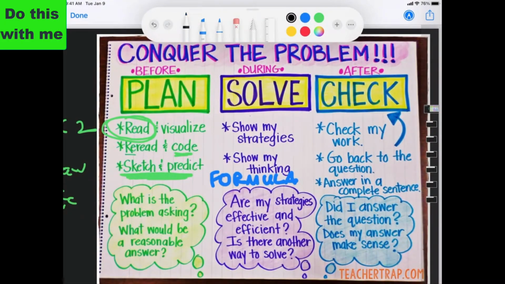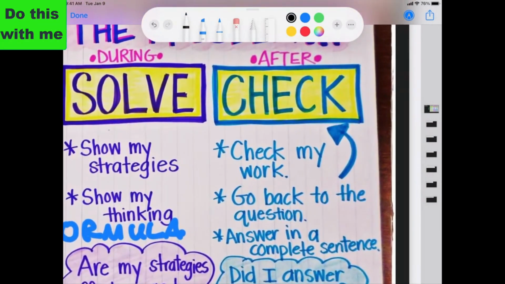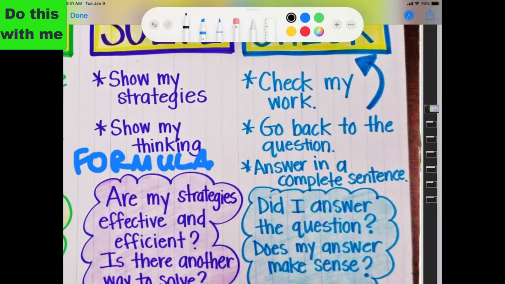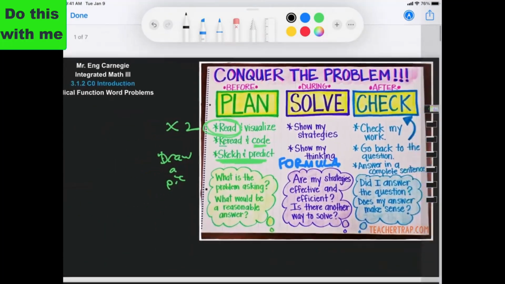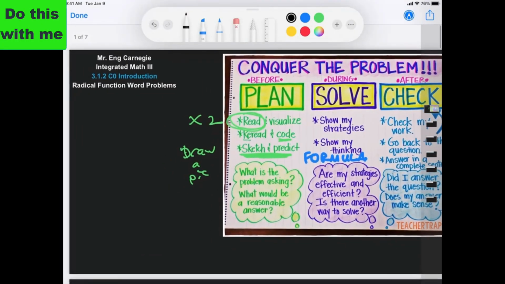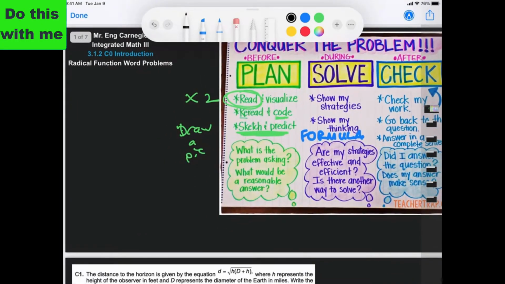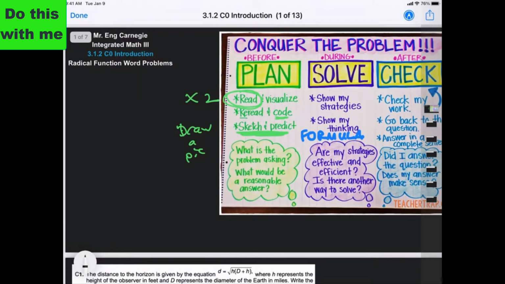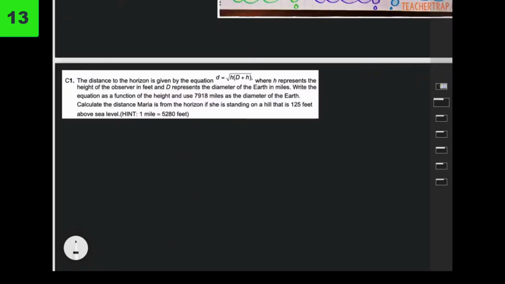Okay, and the last one, can you actually check your answer? Can you check your work? Go back to the question. Answer it in a clean sentence, and you can ask the question, did I answer the question? Does my answer make sense? You can also think of the units, okay? So those are just some quick strategies, things you should be thinking about for word problems. Be patient with it, but definitely reread it, draw a picture, and write down your formula.